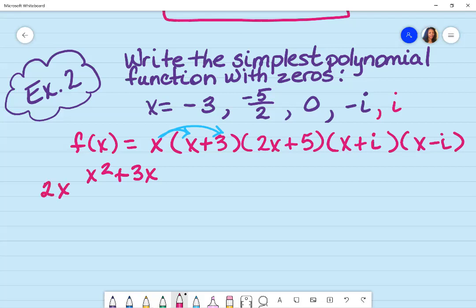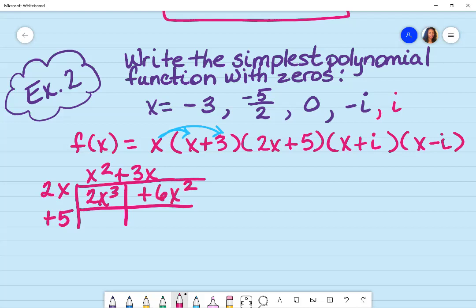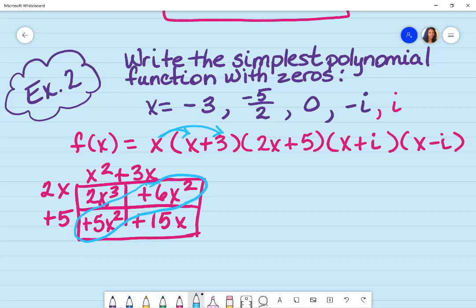I have 2x plus 5. And what's going to happen is I'm just going to combine my terms. So I have 2x times x squared, which is going to be 2x cubed, 2x times 3x, which is going to be positive 6x squared. And then I go to my next row, 5 times x squared is positive 5x squared. 5 times 3x is positive 15x. When I combine this, I notice I have 2x squared. So I'm going to combine like terms there.